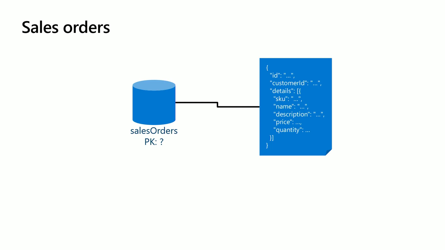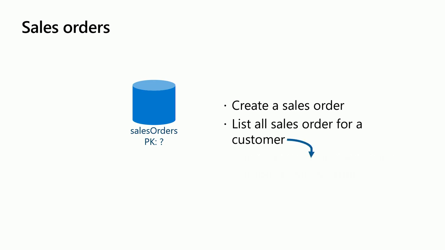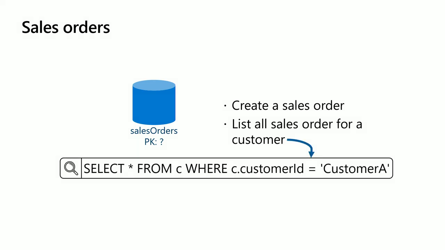Choosing the partition key, again, can only be done when we look at the actual operations that we need to issue against the sales orders. Obviously, we need to create one. The second one is more important. So let's focus a bit on the second one. Listing all the sales orders for one customer. This is typically an operation that any customer wants to do. You go to your profile, you want to see your recent purchases.